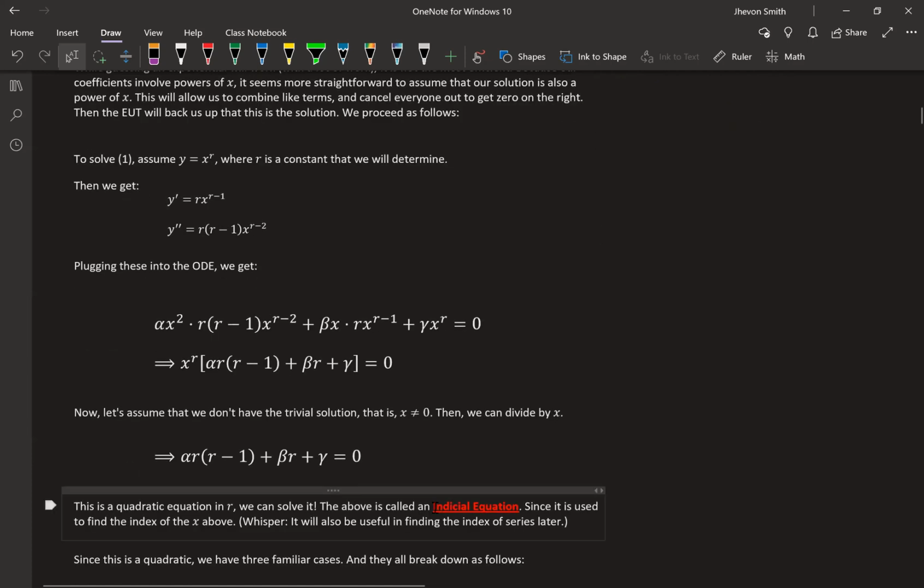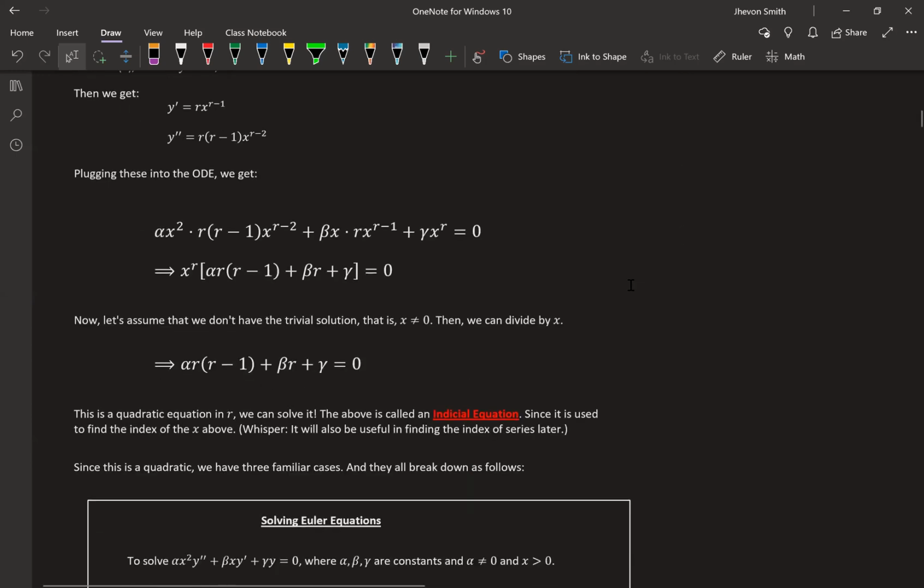This equation is called an indicial equation. It's called an indicial equation because it gives us the index of x. It's also called an indicial equation because it's going to be the thing that modifies the index on a series later on. But that's too much foreshadowing for once. Once you get this equation, you'll notice that it's a quadratic, which we can solve.